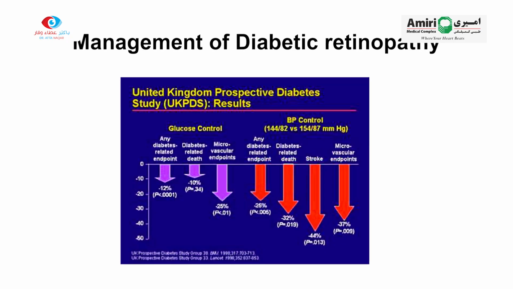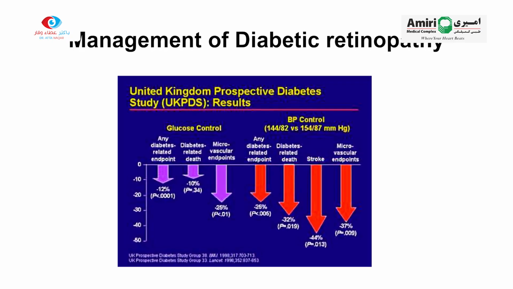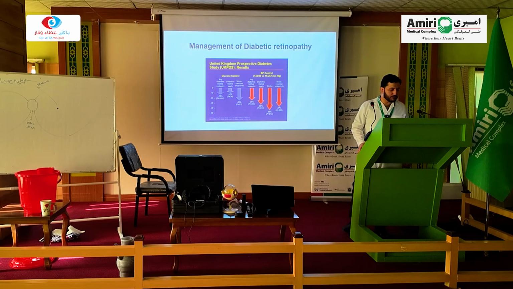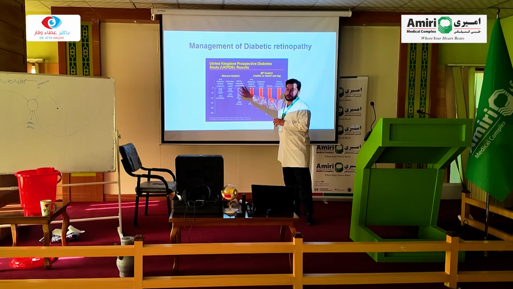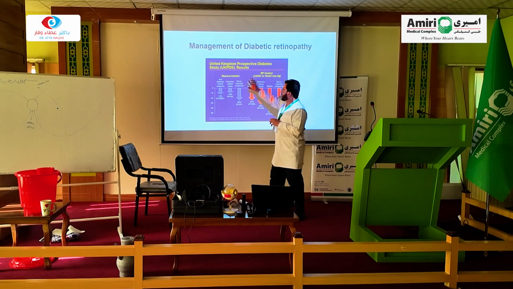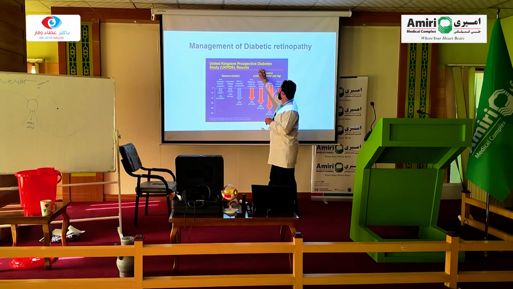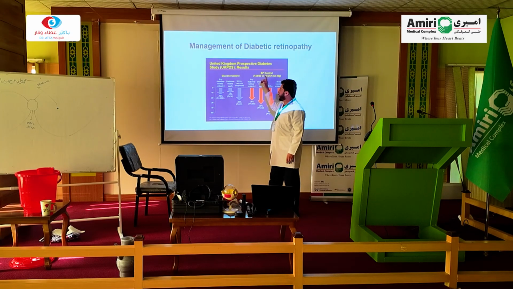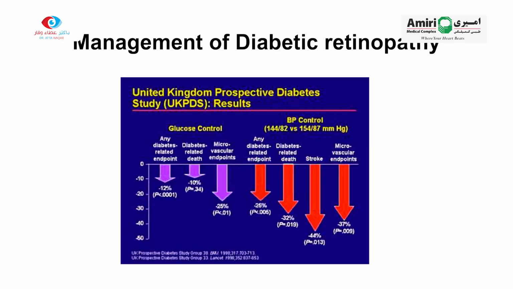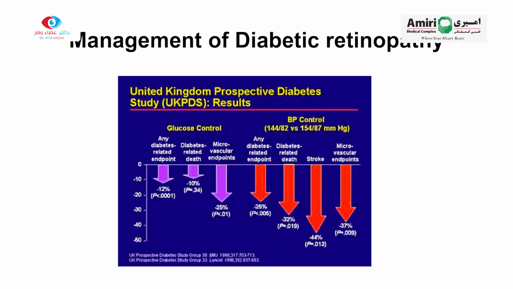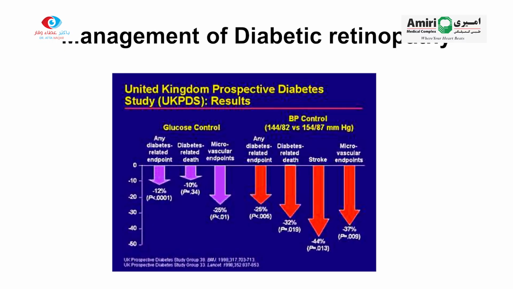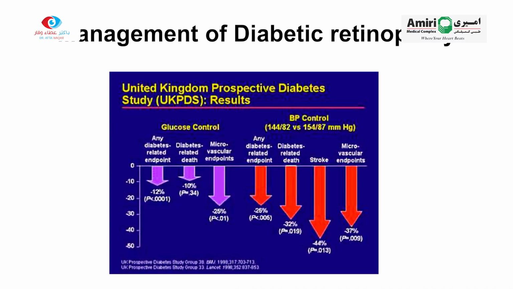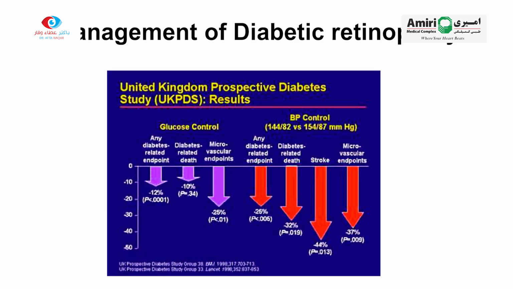And this is another study which was done in the UK, called the UK Prospective Diabetes Study. The previous one was for type 1 diabetes. This is for type 2. They showed that if you have good glucose control or good BP control, it will decrease the complications of diabetes by 12%, death by 10%, and vascular disease by 25%. Good control means 144 versus 154.